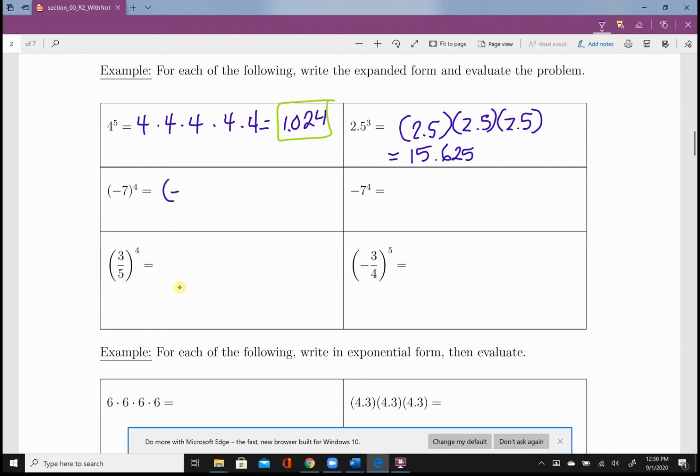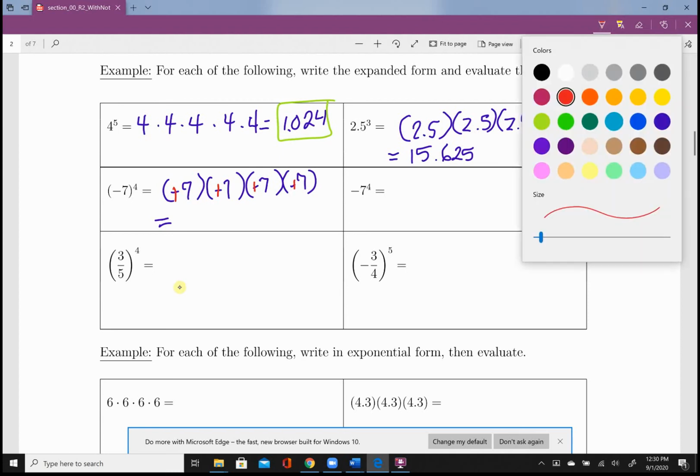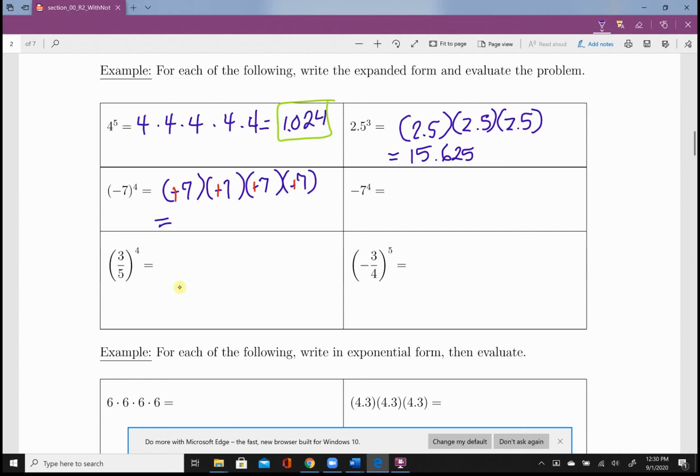Next we have negative 7 to the 4th power, and negative 7 is indeed the base, so it gets multiplied 4 times over, like so. And what does my calculator say will be the resulting value there? 2,401, and it is indeed positive. How do I know that? Because there are 4 negative signs and they cancel out in pairs. So there will be no negative signs left over. So I know that my final answer will be a positive 2,401.